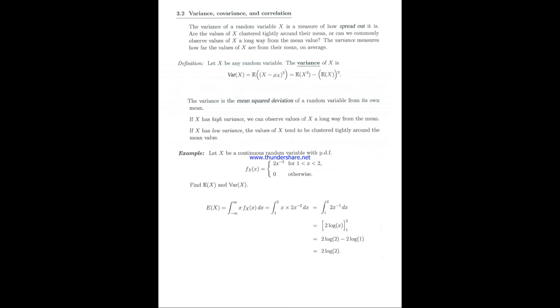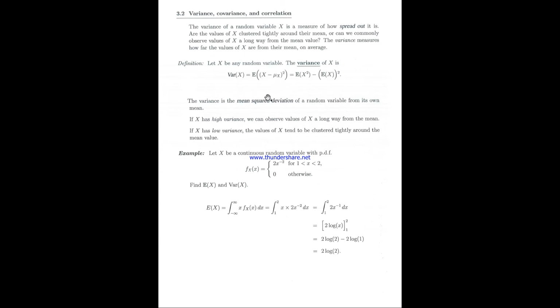So in this case, let capital X be a random variable. We have used this equation before also, I'm sure. The variance of any random variable X is equal to X minus the mean value of that random variable, squared, and then take the expectation.